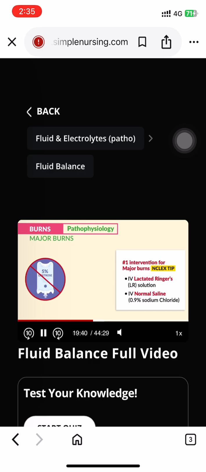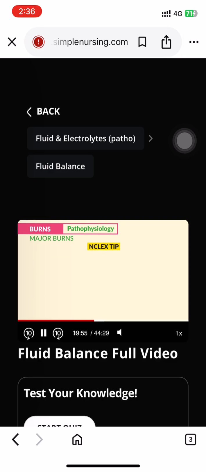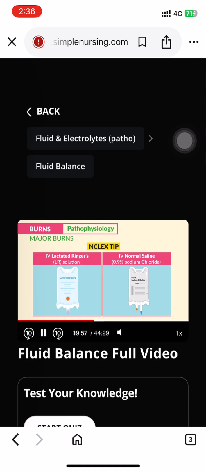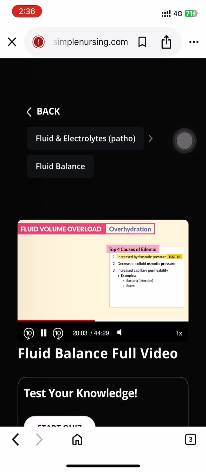We're not administering 5% dextrose, that glucose in water, which is not an isotonic solution, and not 0.45% normal saline. That's a hypotonic solution. Only isotonic solutions here. So write it down again. Lactated ringers or normal saline. Biggest NCLEX tip. Now, moving on to the last major cause of edema.